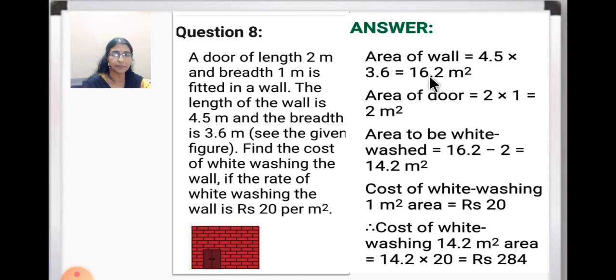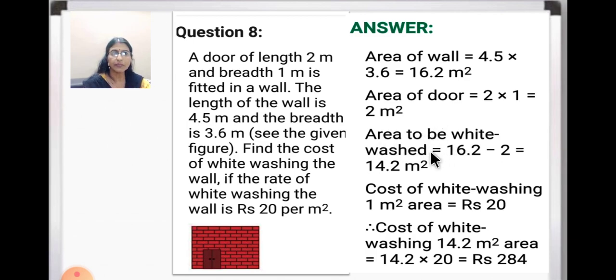Here one decimal place, here one decimal place. So together two decimal places. You know how to do it. On solving, you will get 16.2 meter square. Now in the same way we'll find out the area of the door, which is 2 into 1, which is equal to 2 meters square.